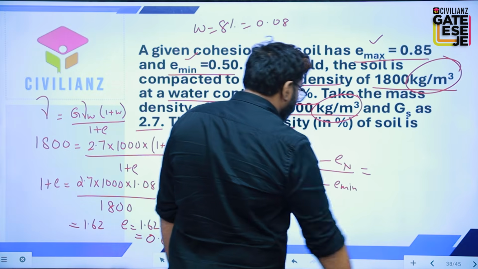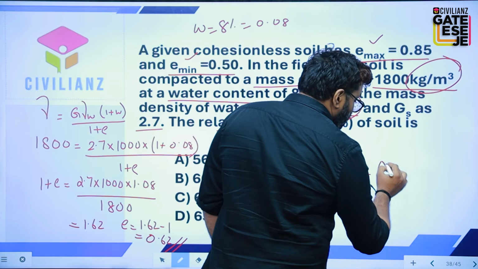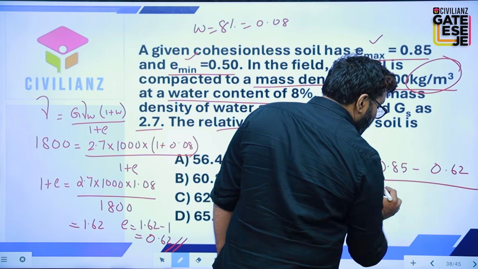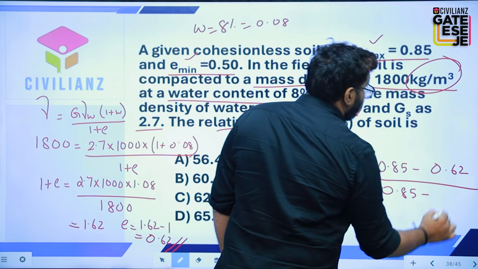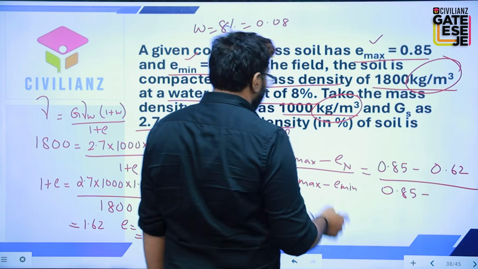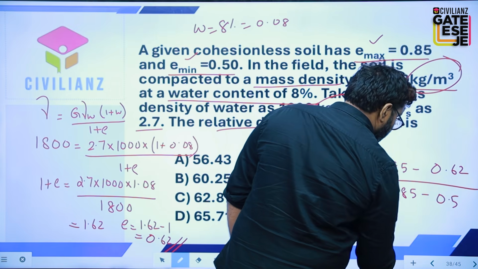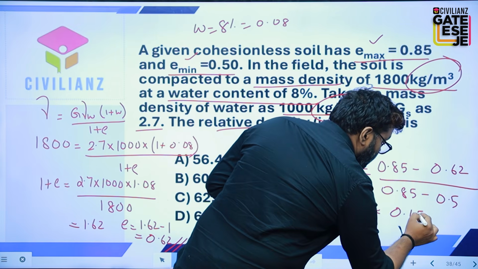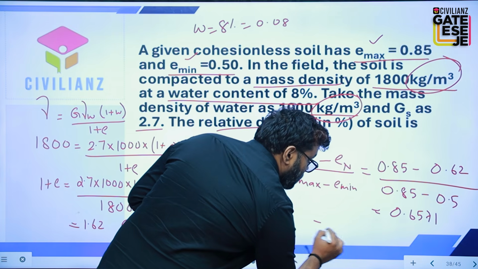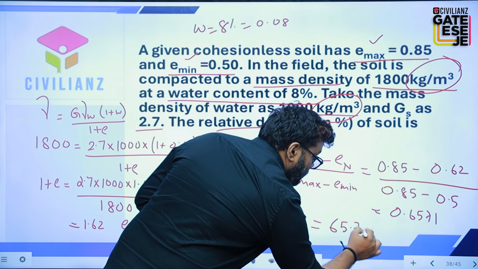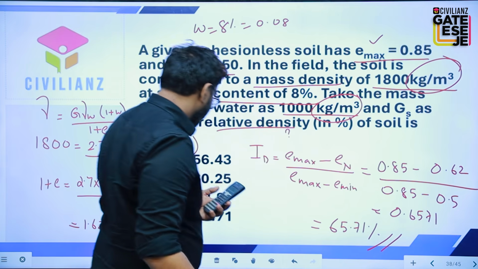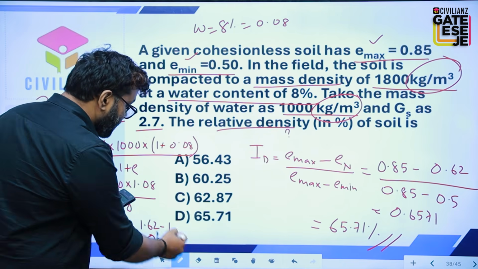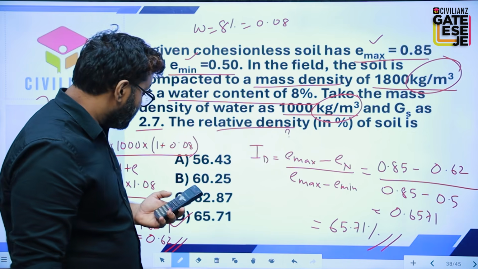So we can just substitute: E max is equal to 0.85 minus E, which is 0.62, divided by E max, 0.85, minus E minimum, 0.5. So we get the value as 0.6571, which is equal to 65.71%. So the answer is option D, 65.71, option D.